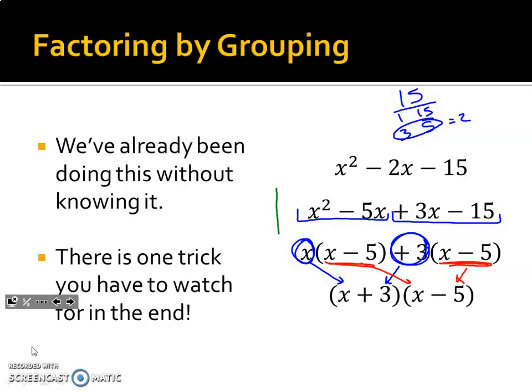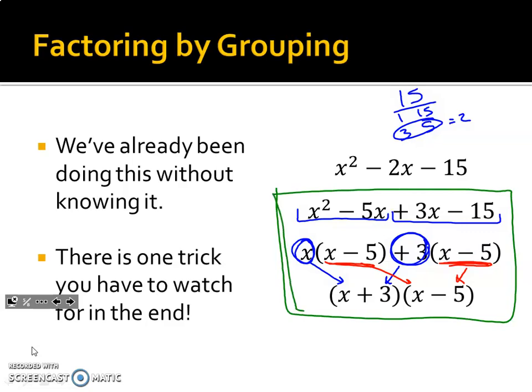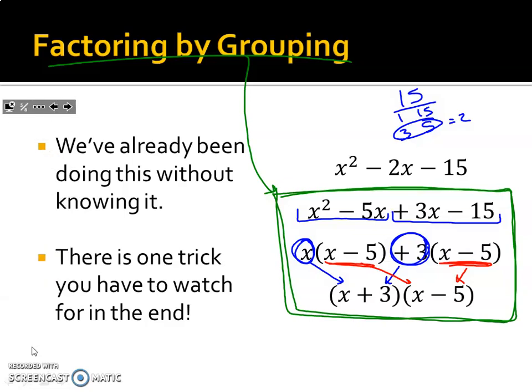And I will tell you guys right now, these 3 steps right here are factoring by grouping. So when you do a factoring by grouping problem, you're going to have 4 terms. You're going to look at the first 2 and factor something out. You're going to look at the second 2 and factor something out. What's left in the middle there is going to be one of your factors. The stuff out in front is another factor. The only thing is, when you do these problems, there is usually one trick that you have to watch out for at the end of it. And I will show you guys what that trick is.